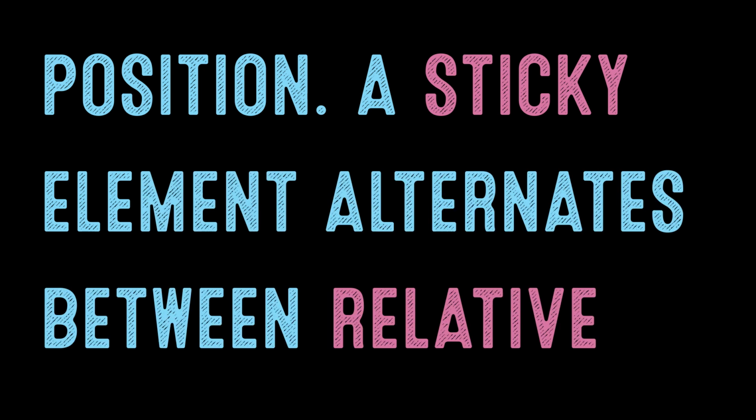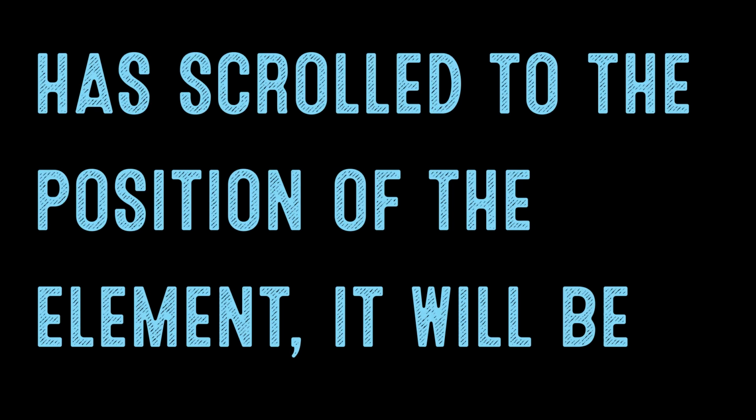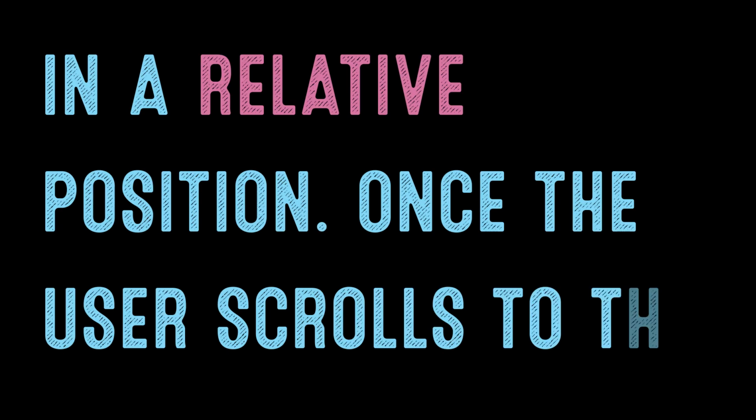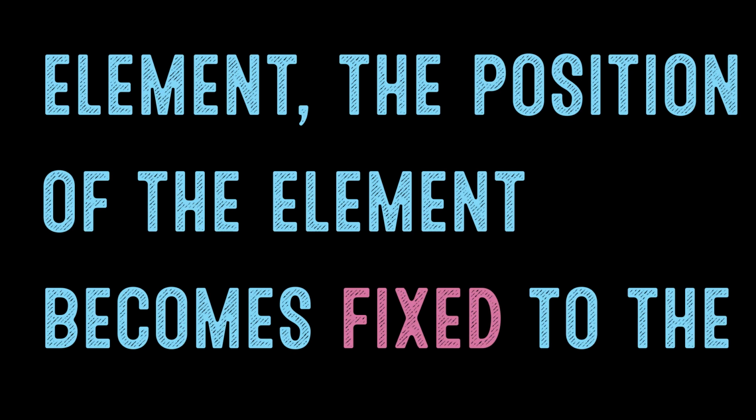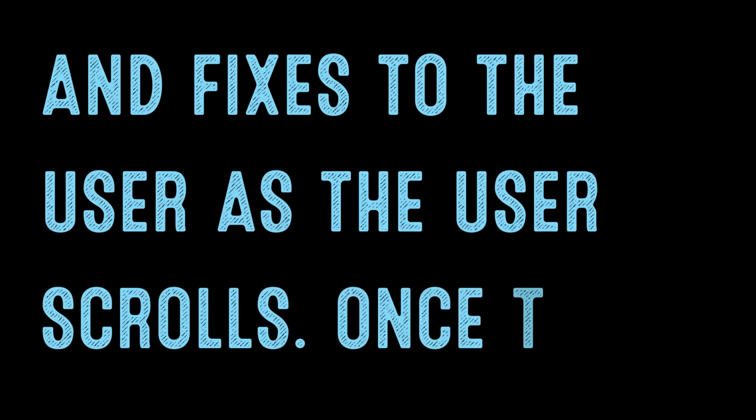A sticky element alternates between relative positioning and fixed positioning, so until the user has scrolled to the position of the element, it will be in a relative position. Once the user scrolls to the element, the position of the element becomes fixed to the user's scroll position. It basically becomes sticky and fixes to the user as the user scrolls.